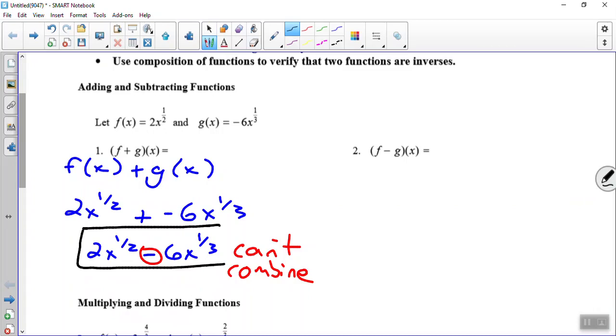So when you're adding or subtracting, you don't have similar bases here. Or you have a similar base, but you don't have similar exponents. Okay, so we can't add those together. All right, go ahead and try number 2.